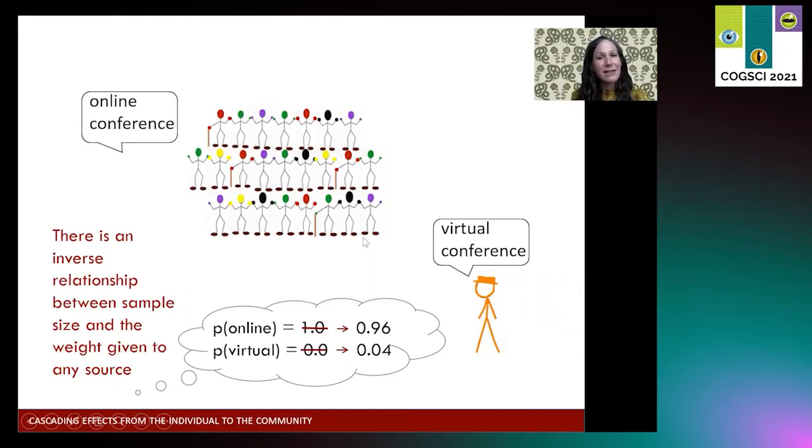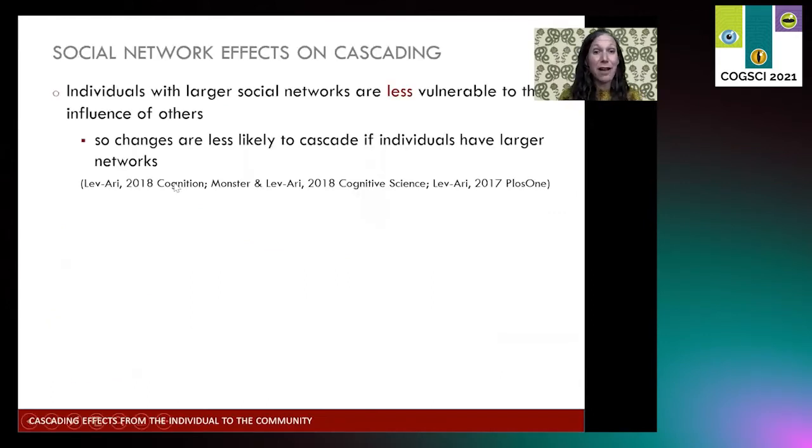And the reason is that there's an inverse relationship between your sample size, so the number of speakers you regularly interact with, and the weight that you give each and every one of them. And this basically means that people that have a larger social network might be less malleable, so they'll be less vulnerable to the influence of each and every speaker they meet compared to people with a smaller social network. And this is indeed what we found across quite a few studies.